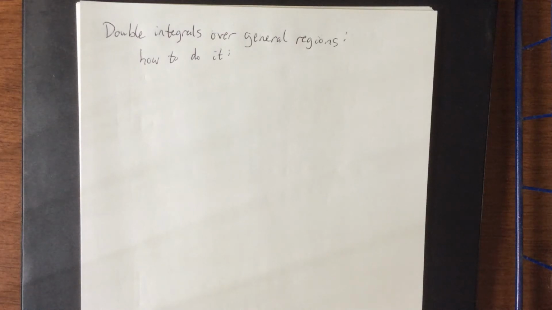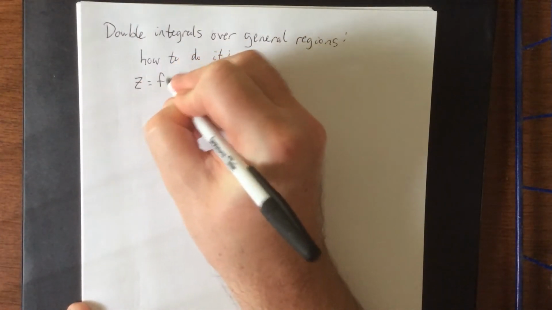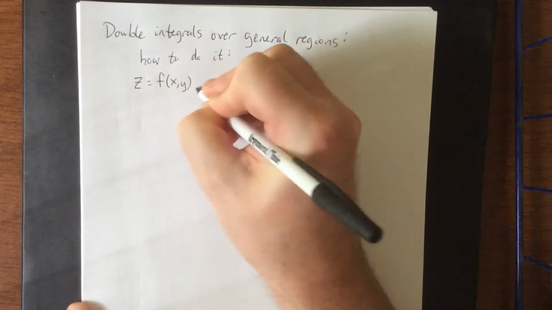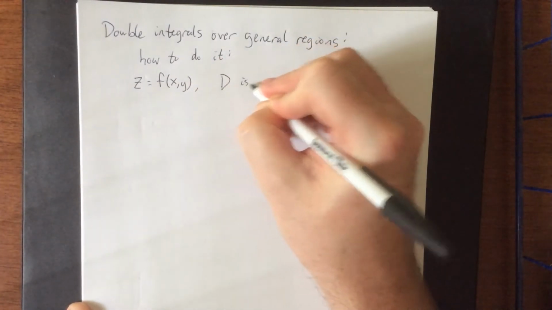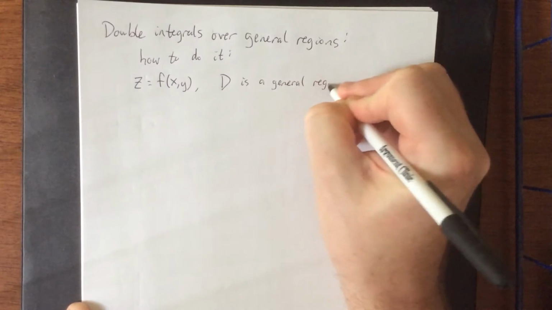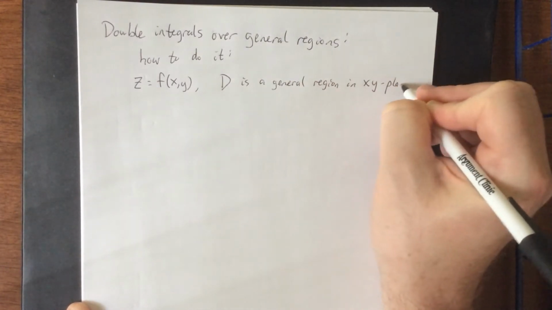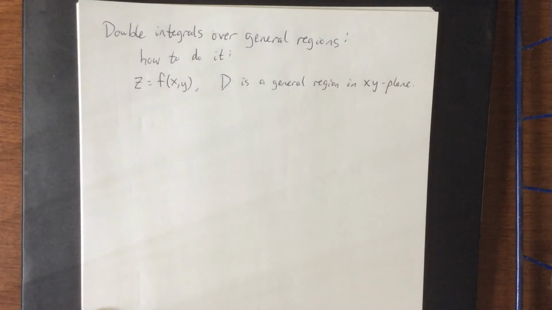Now that we've introduced the idea of a type 1 region versus a type 2 region, now we get to talk about how to actually evaluate a double integral over that general region. So suppose that you have that z is equal to some function of x and y, and D is a general region in the xy plane. We're going to break this into two categories.